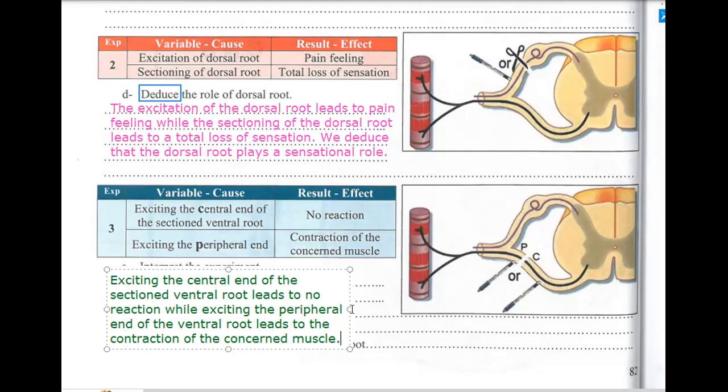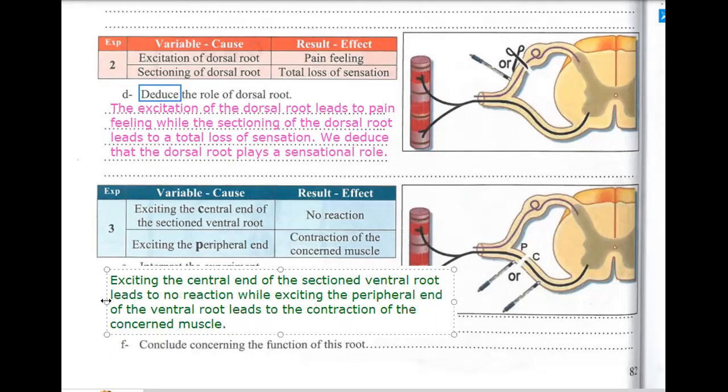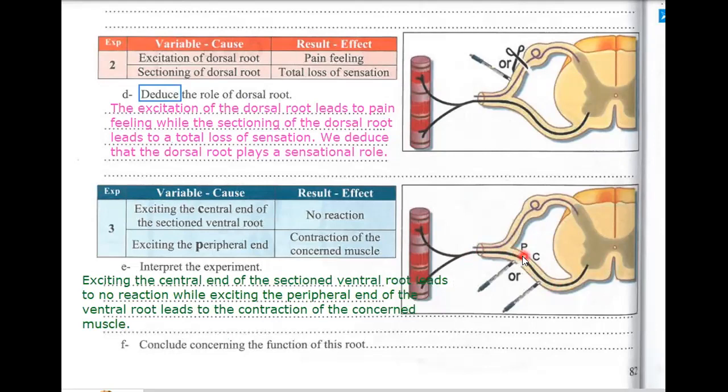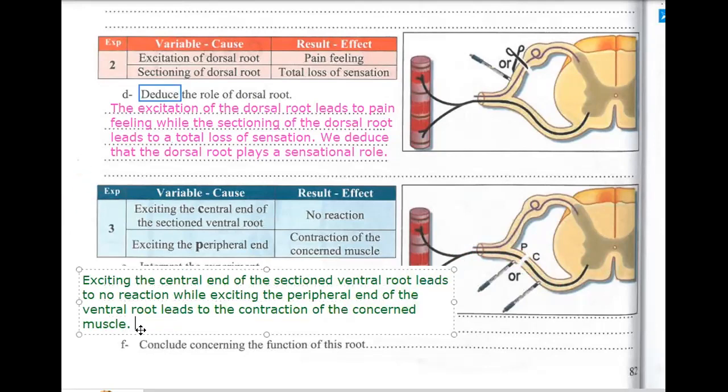This is the analyze part. What does this indicate? We changed the variable factor, which is the place of the excitation, once at the central end and once at the peripheral end. How do we link this variable to the result? The result is no reaction at the central end, but there is a reaction at the peripheral end. This indicates that the nervous message moves away from the center, from P toward the muscle, in a centrifugal direction.